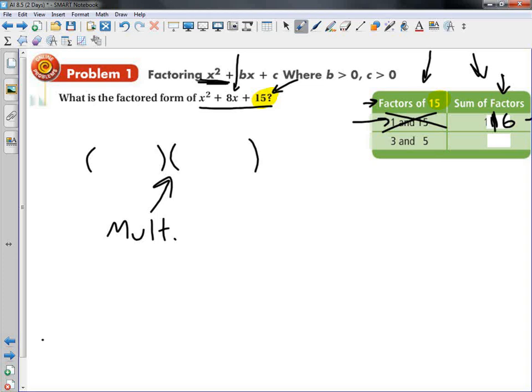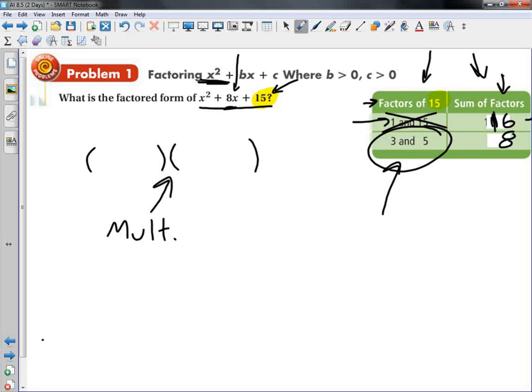The next set of numbers is 3 and 5. Well, the sum of 3 and 5, 3 plus 5, is 8. And 8 is the number I'm looking for over here. So that tells me that those two numbers there are the two numbers I'm looking for.